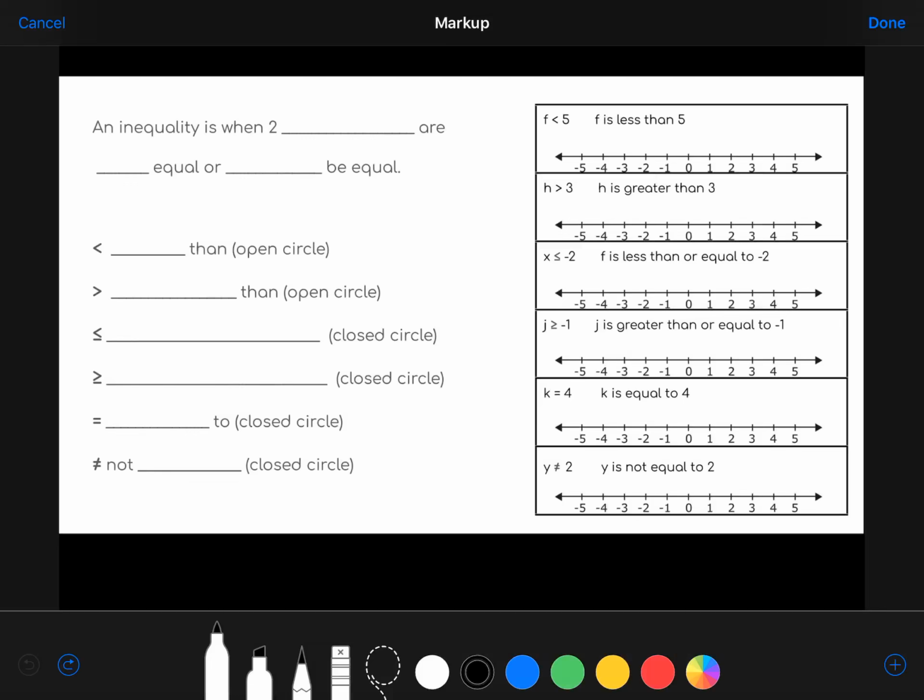An inequality is when two values are not equal or could be equal. So it's a comparison of values. So we need to know the inequality symbols.